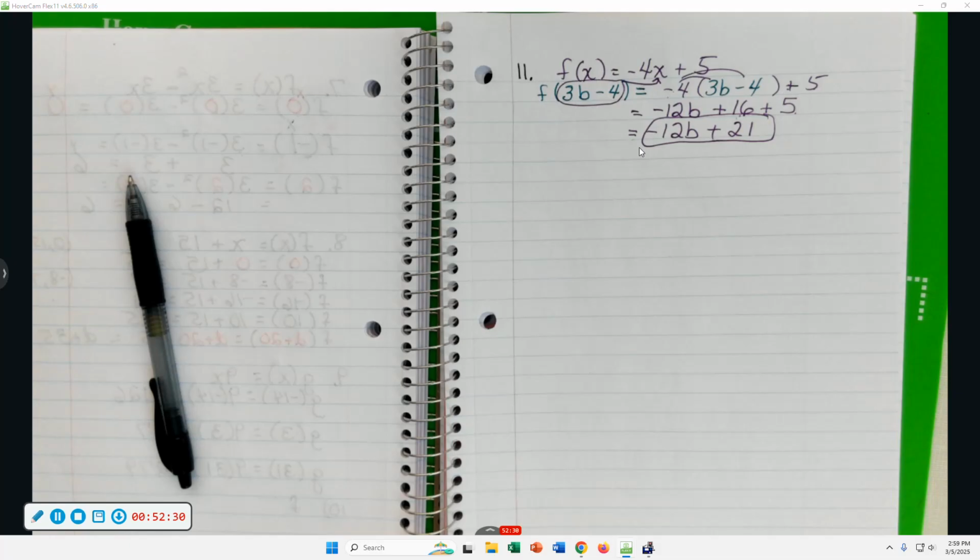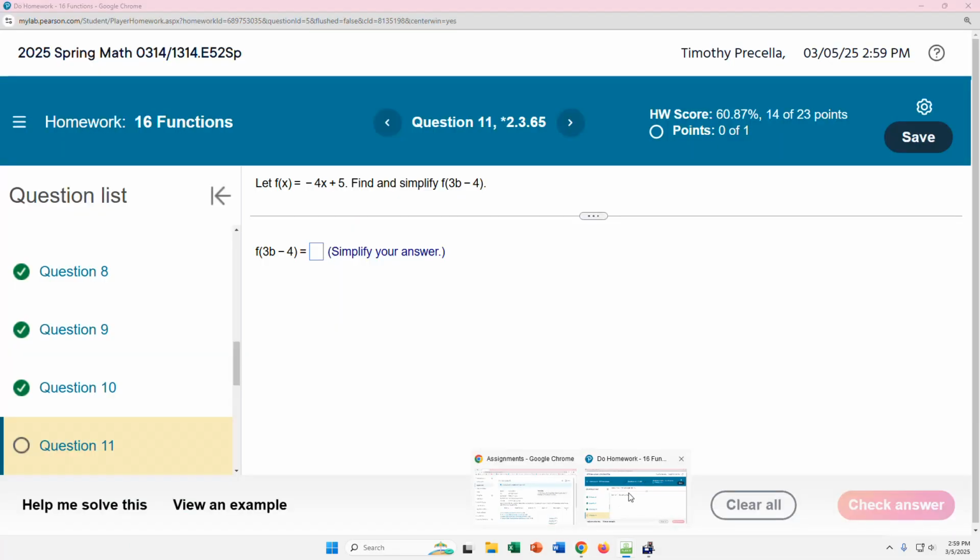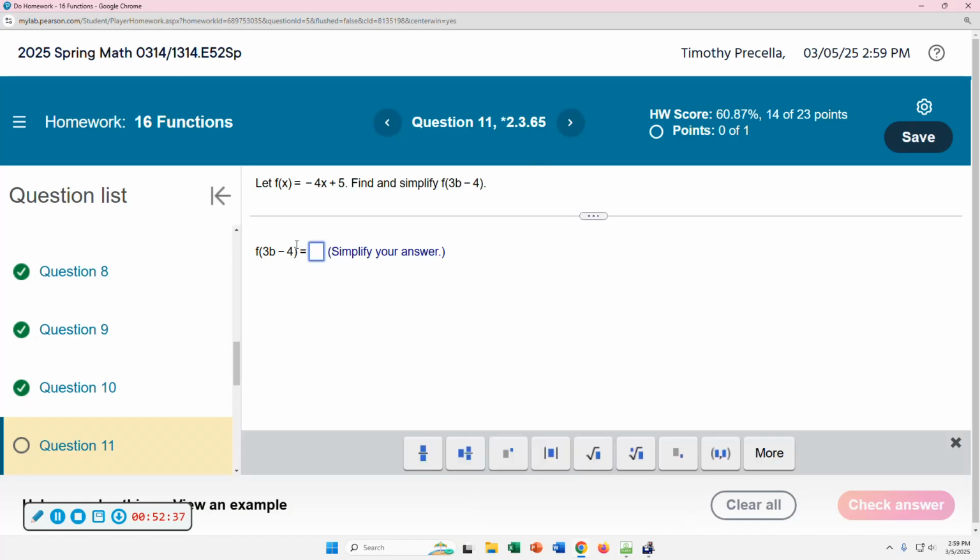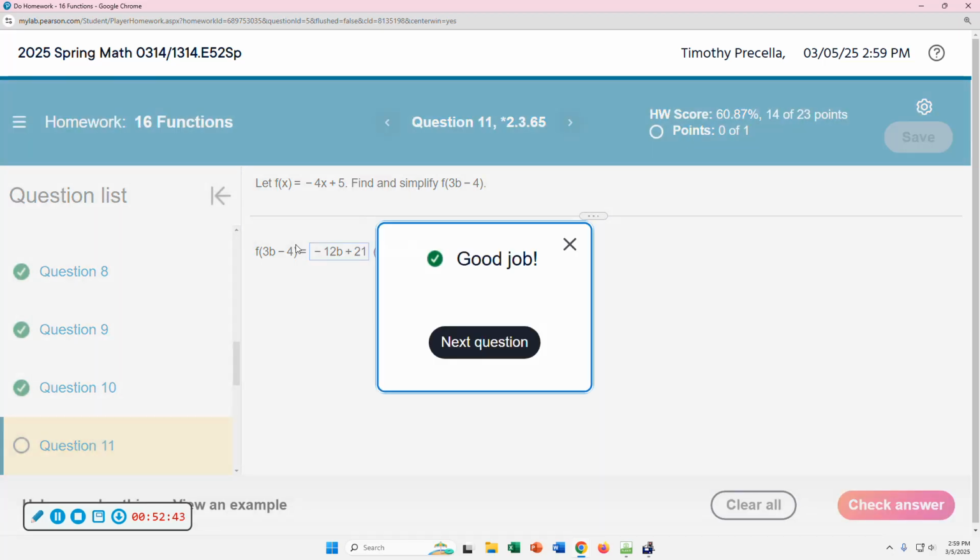For function notation, whatever's inside the parentheses, you go to the function and replace that variable with what you have in those parentheses. Negative 12b plus 21. Before we look at 12, show my paper.